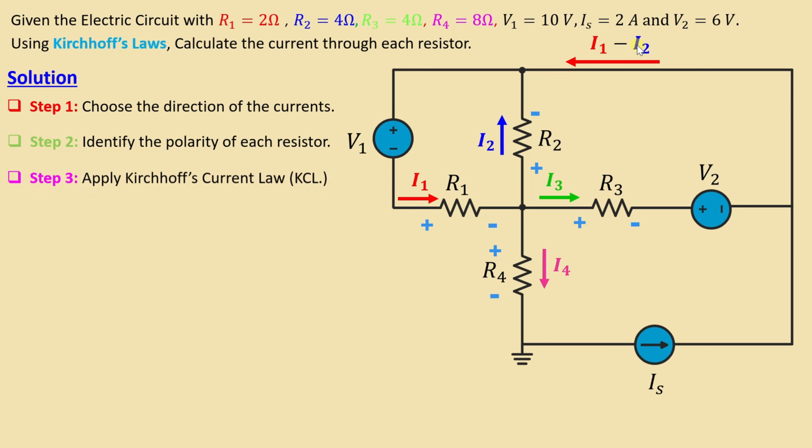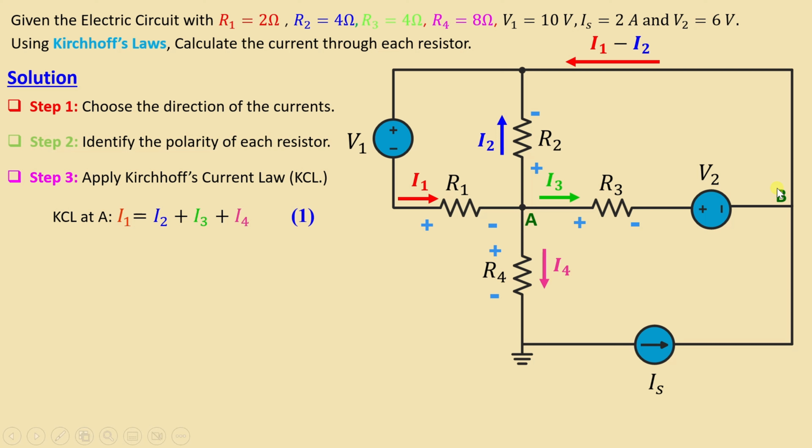Now we go to step number 3, which is to apply Kirchhoff's current law, KCL. We can see here at node A that I1 is entering the node, and I2, I3 and I4 are leaving the node. Then we can write KCL at A: I1 is equal to I2 plus I3 plus I4.